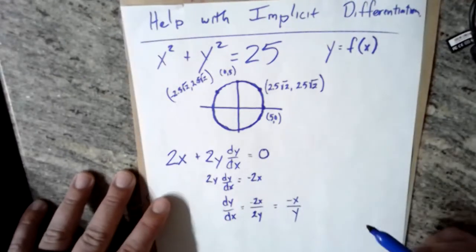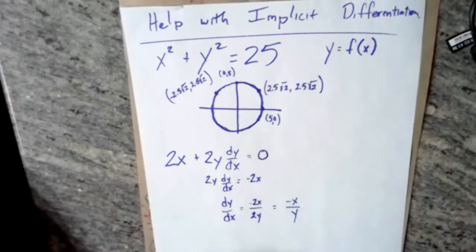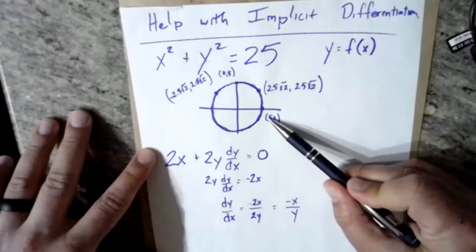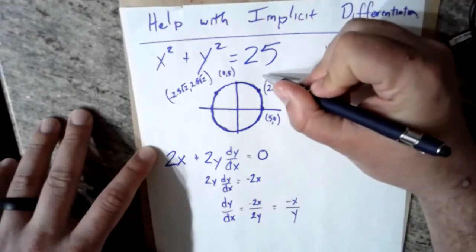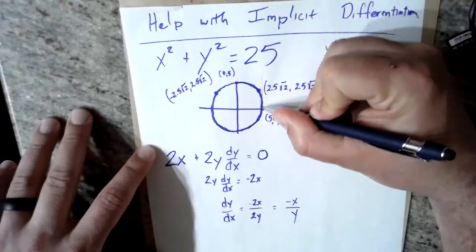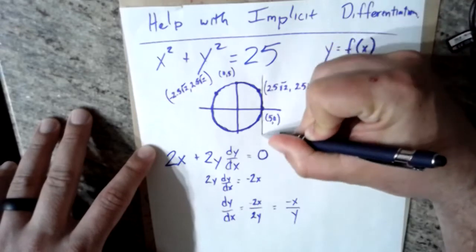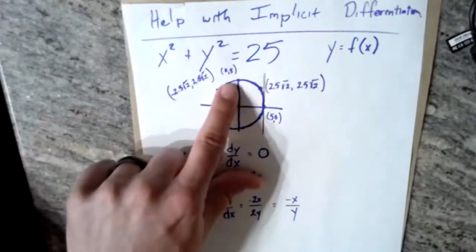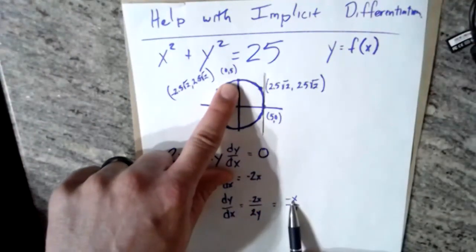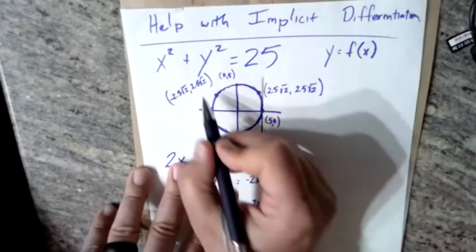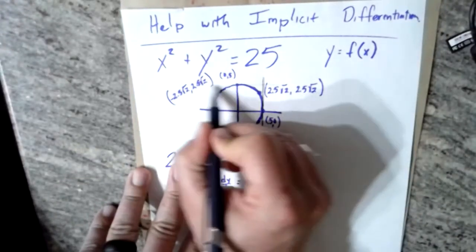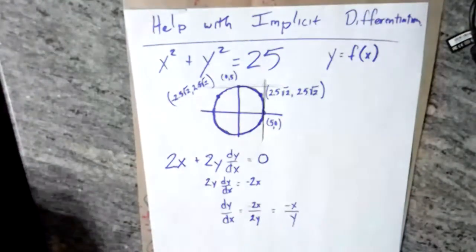So let's pick this point, the point (5, 0). At that point, the slope will be negative 5 divided by 0. You can't divide by 0. That is an undefined slope. Good. That's what it looks like. What about this point, (0, 5)? You get negative 0 divided by 5. The slope of that line is 0. Good. That's what I thought.